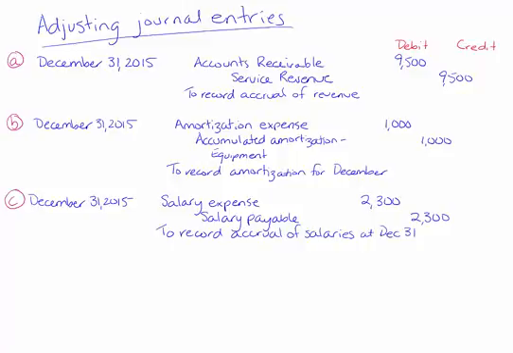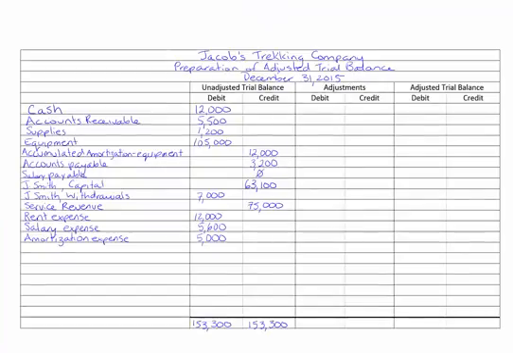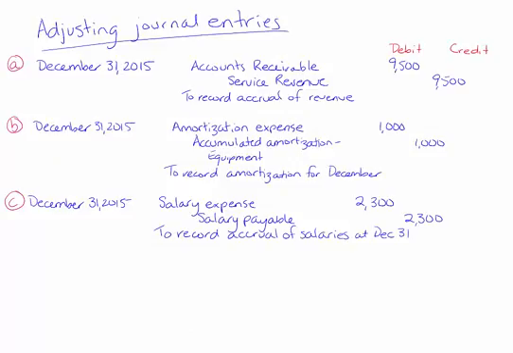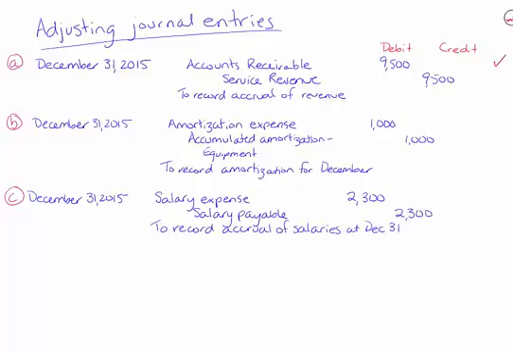So let's deal with journal entry A first. We have debit accounts receivable and credit service revenue for $9,500. If we go to our trial balance, we would put it in accounts receivable debit $9,500 and service revenue credit $9,500. And I'm labeling the numbers just so we can see that this is journal entry A. And that's it. Go back to your journal entry and check it off that we've dealt with it.